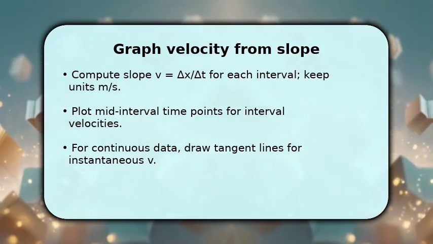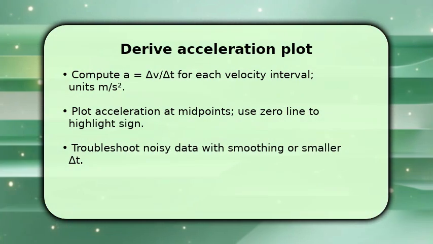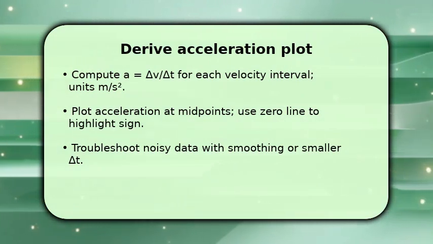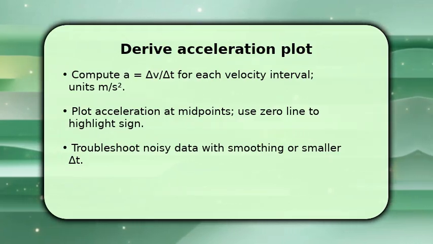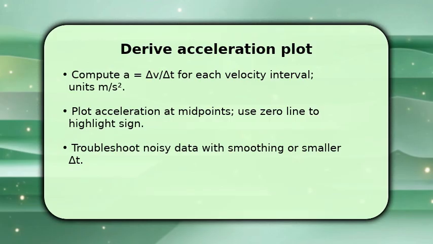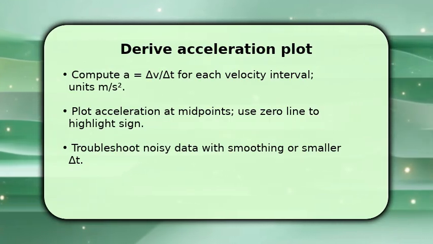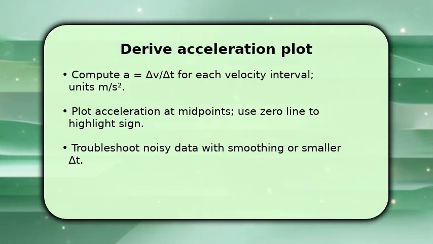You finish by turning the velocity series into acceleration. Calculate it as the change in velocity over the change in time for each interval and plot those values at mid-interval times. If acceleration is constant, the plot will be a flat line. If not, expect peaks and sign changes.